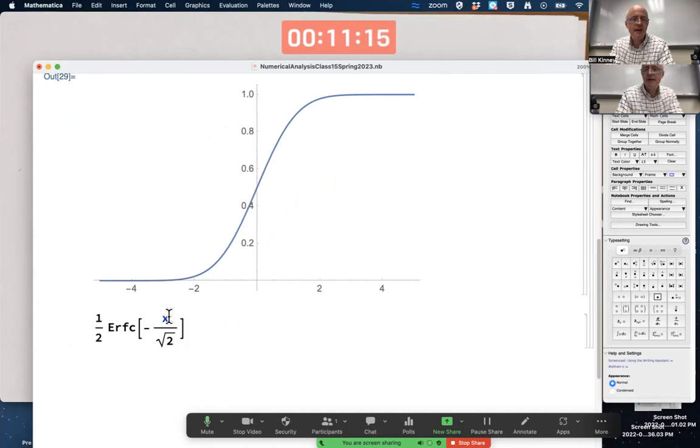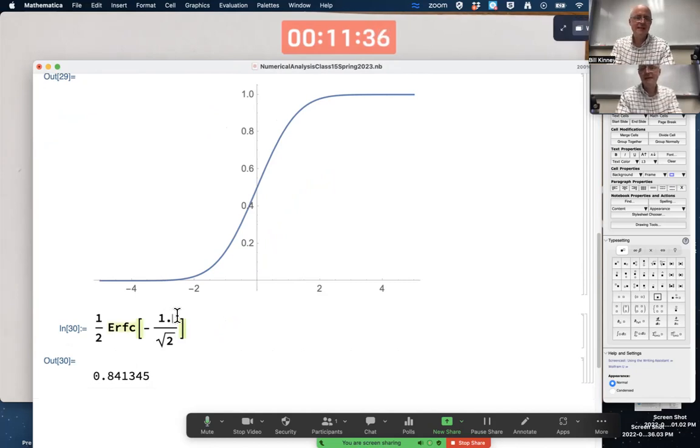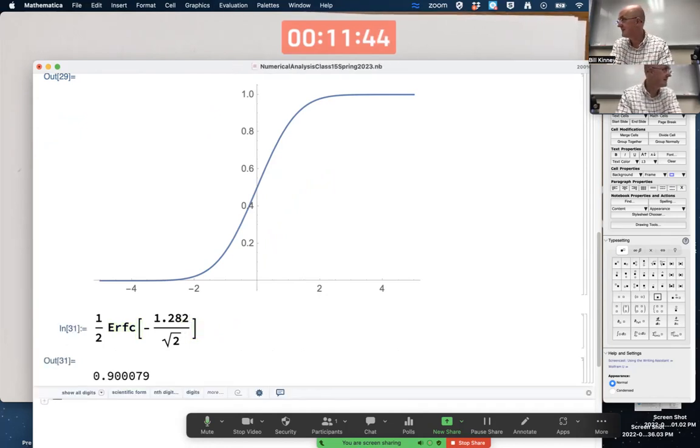If you plug in, for example, 1 in place of x, that's representing a z-score. Well, 1 is a z-score for the 84th percentile. Some people memorize that. Other special numbers that people often memorize: if the z-score is 1.282, I think, that's pretty close to the 90th percentile.